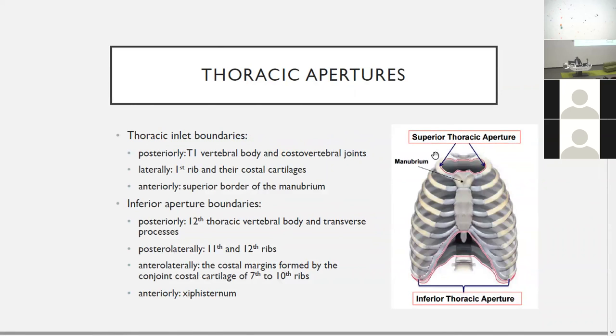And then with your thoracic wall, you have your superior thoracic aperture and your inferior thoracic aperture. So this is your thoracic inlet, and it's bordered by all these: your T1 at the back, and then your first rib, and then anteriorly by the manubrium of your sternum. And then the inferior aperture is bordered by all this.